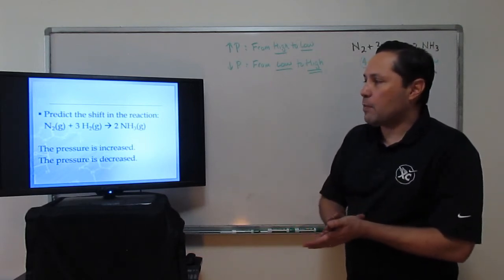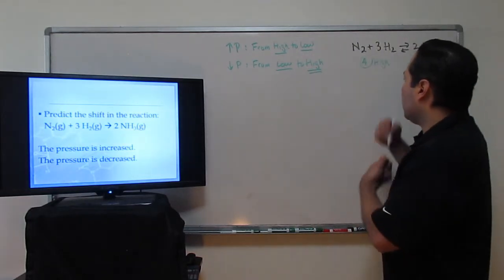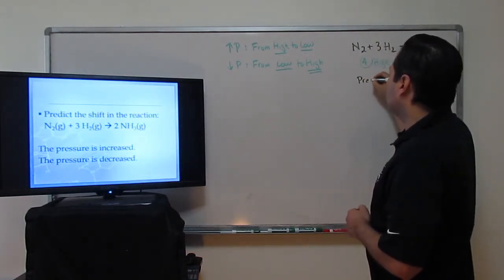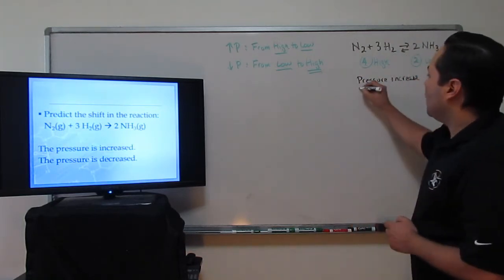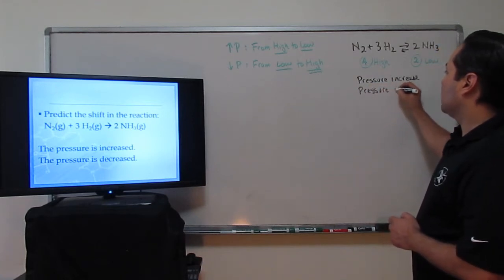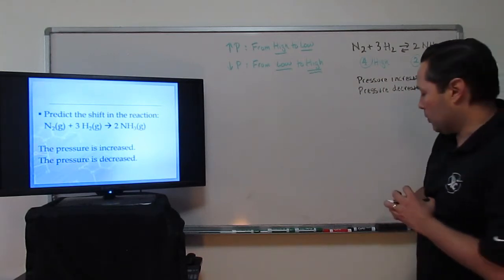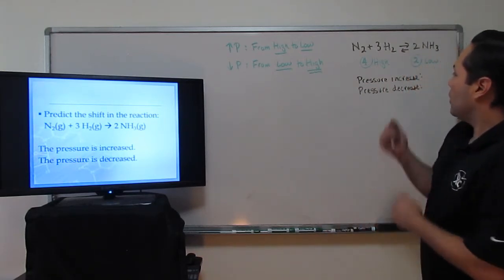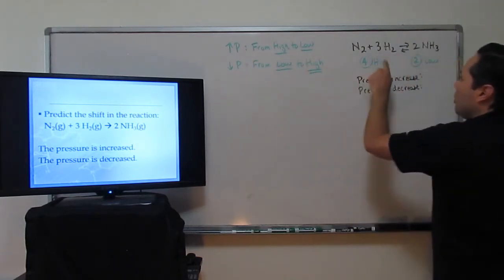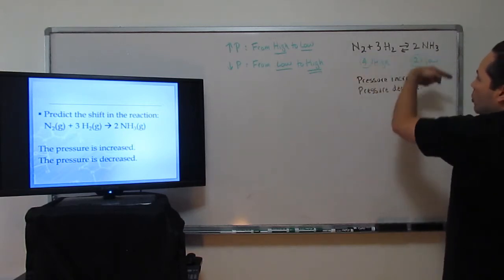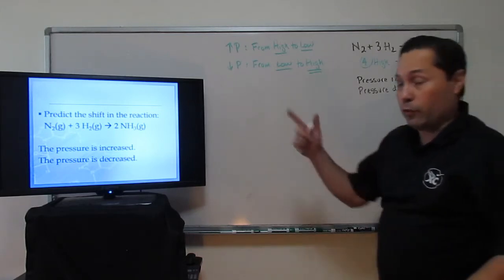Now, what happens if the pressure increases and what happens if the pressure decreases? All right, so let's go ahead and take a look at that. So we're going to say that the pressure is increased and pressure is decreased. Which way would the reaction shift? To the left or to the right? All right, so for this one, pressure is increased. If we increase the pressure, it flows from the high to the low. Here's the high, there's the low, so go from high to low, that is towards the right. So that's our answer for if the pressure is increased for this reaction.